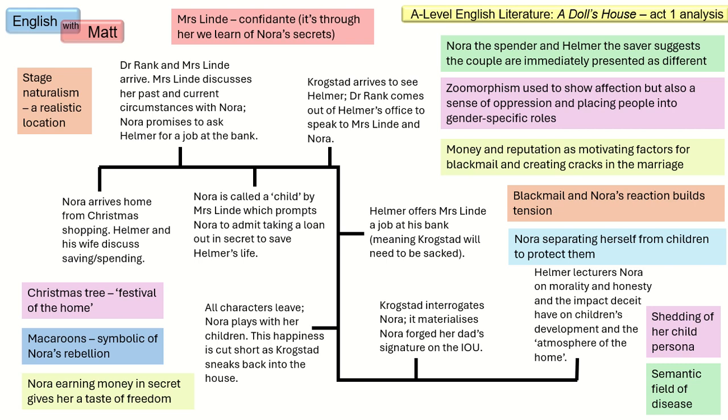Finally, Mrs. Linde is the confidant character because it's through her that we learn of Nora's secrets. And as we move into Act 2, Mrs. Linde does seem to try and help Nora by trying to get Krogstad to get the letter back that he posts where he admits Nora's wrongdoing. So Mrs. Linde is, in terms of a stock character, maybe the confidant character. So that hopefully is useful in the analysis of Act 1.